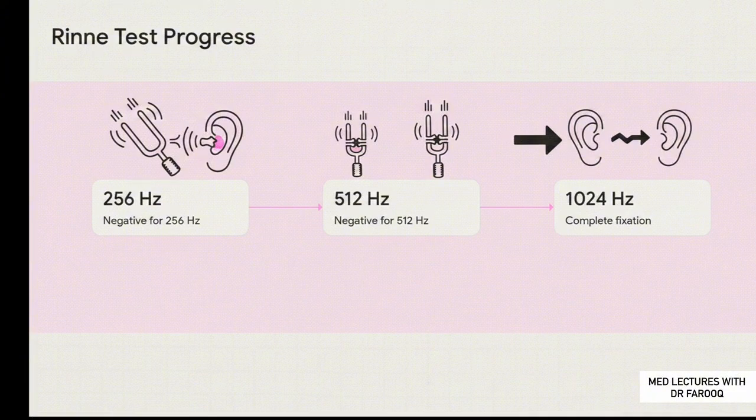First, it turns negative for the low-frequency 256 Hz tuning fork. Then, as the stapes becomes more and more rigidly fixed, it turns negative for the 512 Hz fork. Finally, when the fixation is complete, it goes negative for the 1024 Hz fork. The Weber test, as you'd expect, will just lateralize to the ear with a heavier conductive loss.